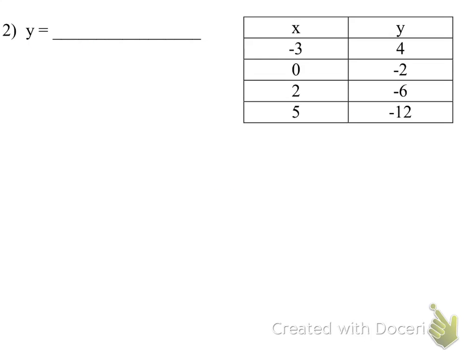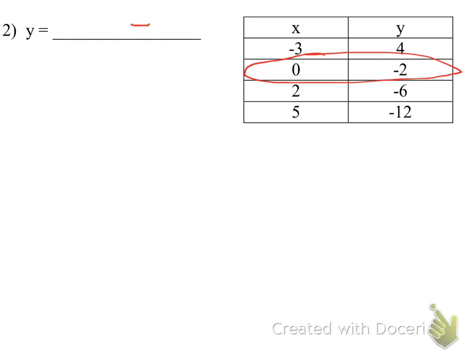Jump over to 2. This one is a little bit more tricky because you have to write the equation, and you can only use your clues here. These are the only clues you've got. A few things to notice. Remember, when your x is 0, your line is going to cross at your y-intercept. Your y-intercept is the y value when x is 0. So since you've got the point (0, -2), your y-intercept is going to be -2.